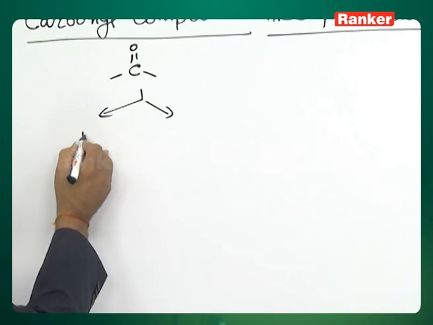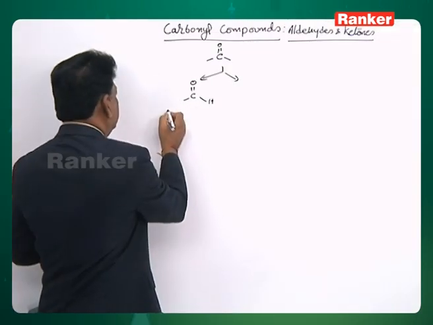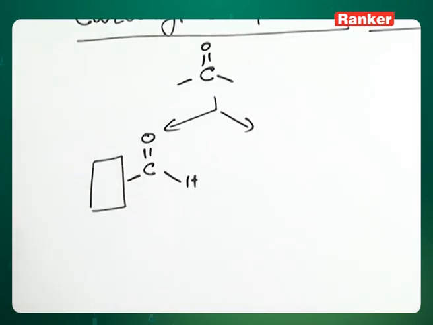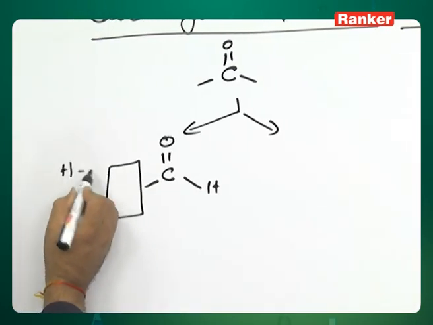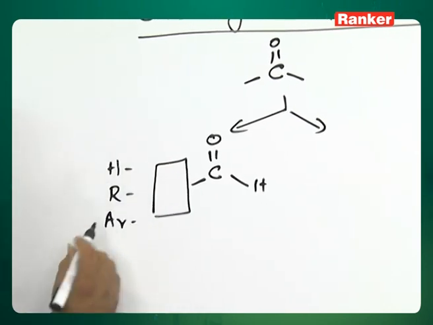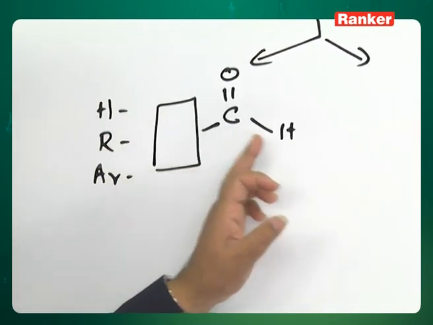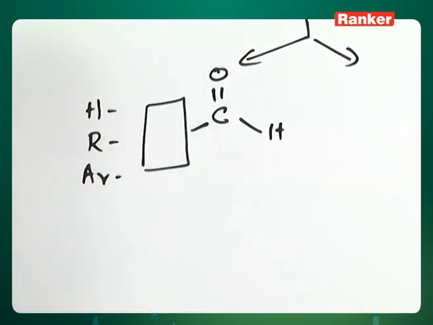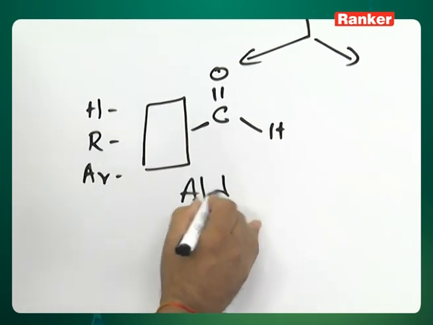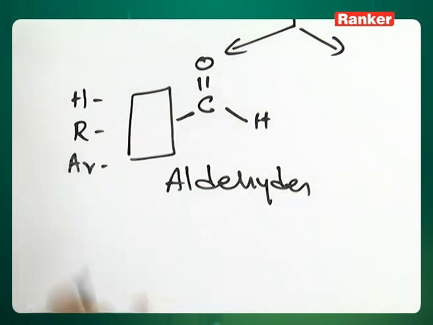If on one side of this carbonyl group hydrogen is there, the other side you can have an option. The option can be a hydrogen, can be some alkyl group or some aromatic group. It can be an aliphatic, aromatic or hydrogen. So, all these hydrogen containing carbonyl compounds are called aldehydes. But one side you must have a hydrogen.